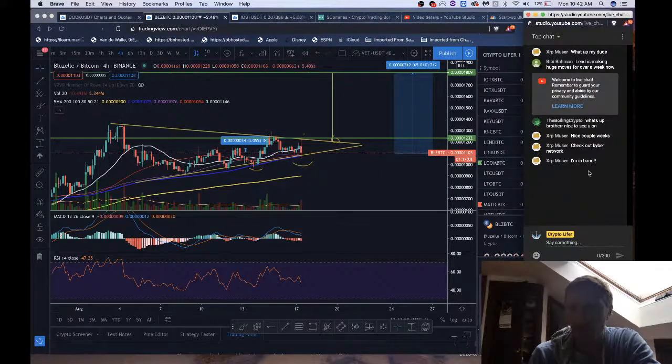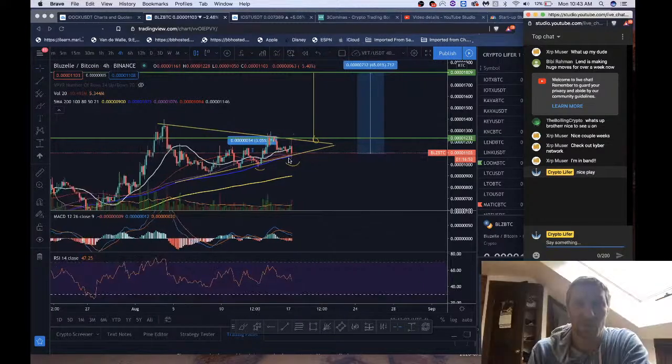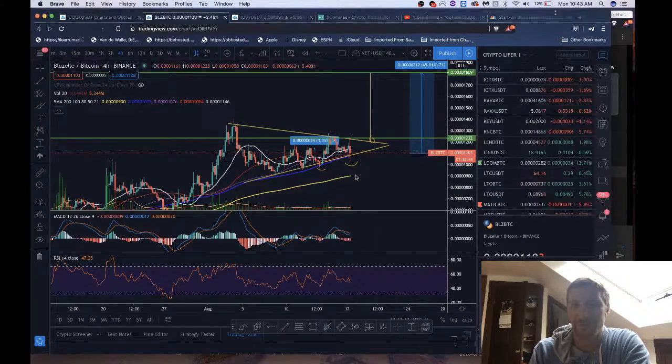I'm in Band. Smart man. Nice play. Yeah, it's about to pop. I mean, it's clearly about to pop. Like, we can see that. And Bluzelle as well. I mean, look at it. Bluzelle and Band look almost very similar on the chart.